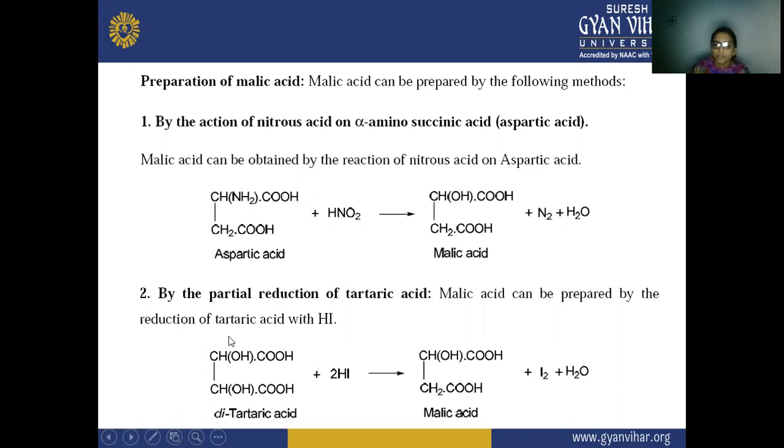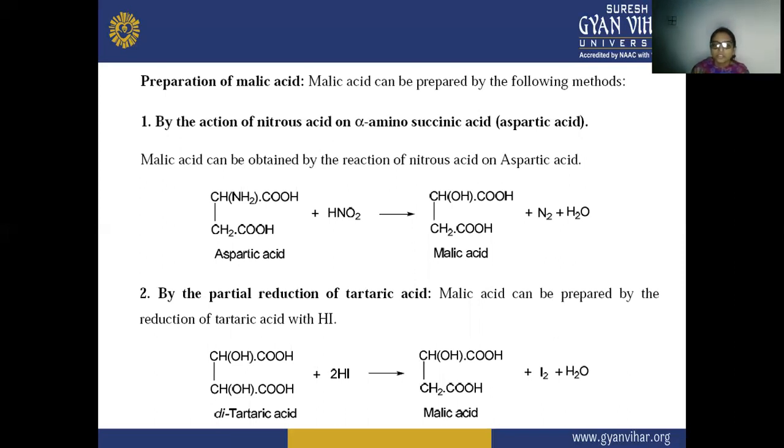Next is the preparation of malic acid. Malic acid can be prepared by the following methods. First, by the action of nitrous acid on alpha aminosuccinic acid, that is aspartic acid. This is CHNH2COOH, CH2COOH, aspartic acid, or alpha aminosuccinic acid, meaning the amino group is attached on the alpha carbon.